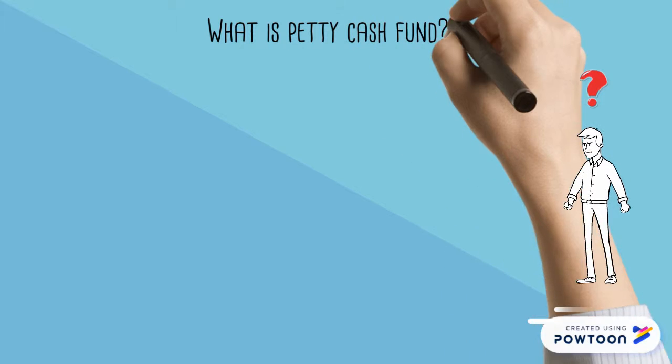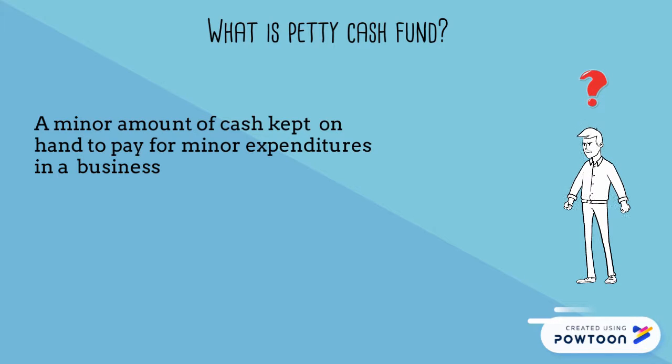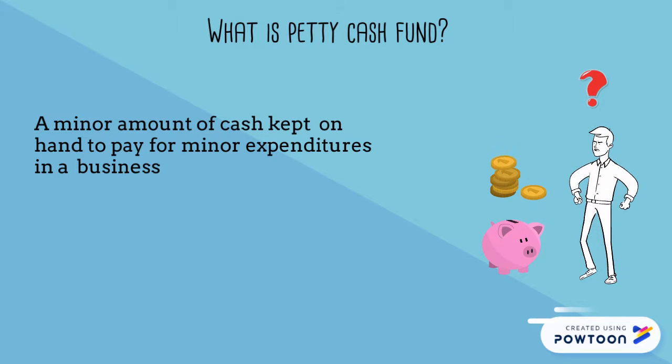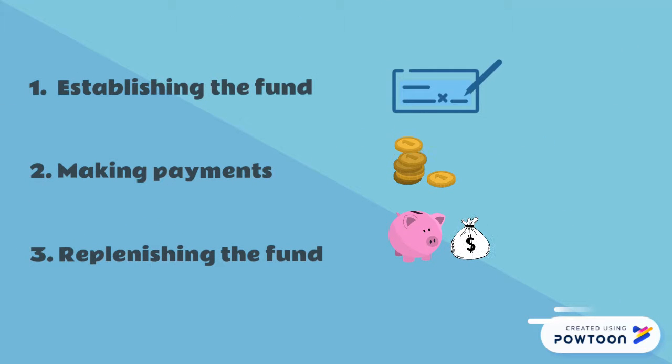What is petty cash? It is an amount of cash kept on hand to pay for minor expenses in a business. You can think of it as a money jar used to buy unanticipated things, such as office supplies. There are three steps to creating a petty cash fund: establishing the fund, making payments, and replenishing the fund.